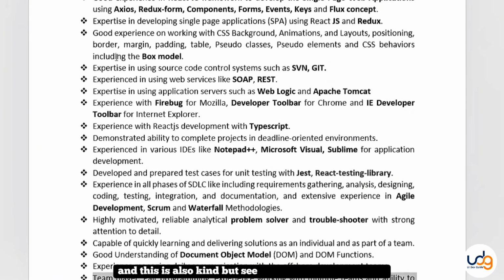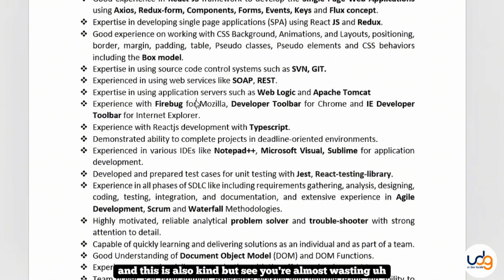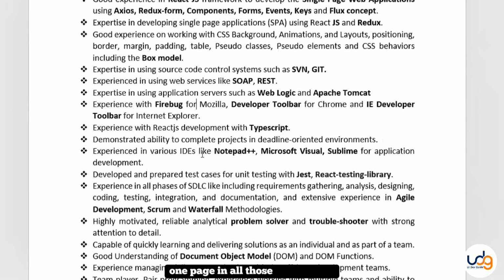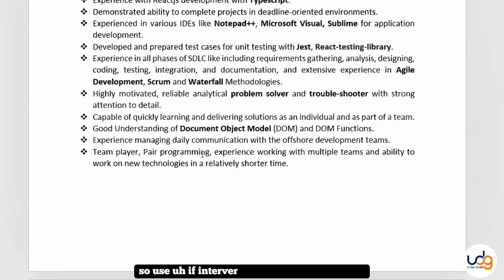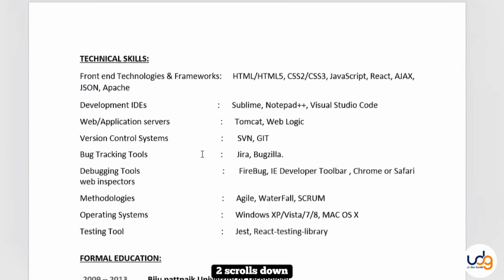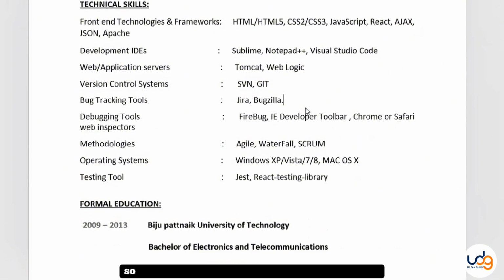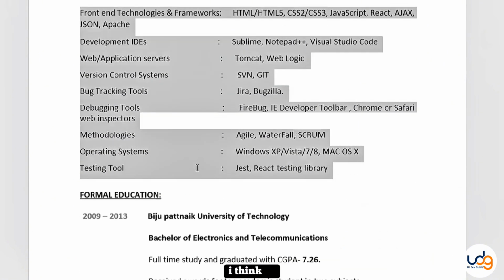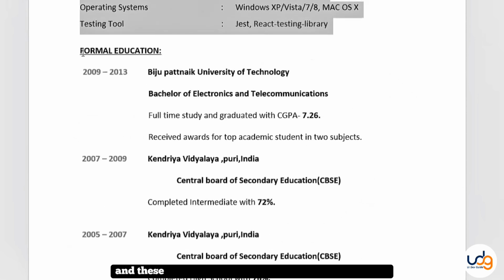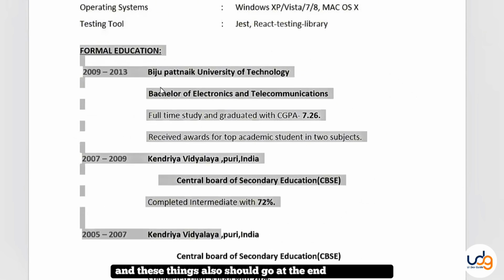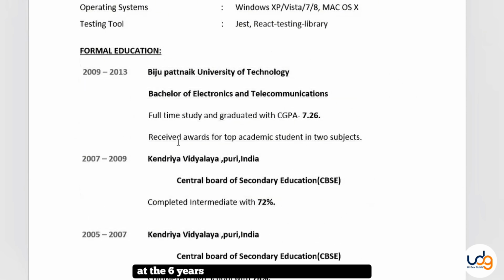But see, you're almost wasting one page on all those things. If the interviewer wants to see your resume, he has to scroll down, and then you added all those things here again. So don't add things multiple times. This should be small, I think. And these things should go at the end, because as a 6 years experienced candidate, the interviewer and HR are interested in your companies, what companies you are working for.